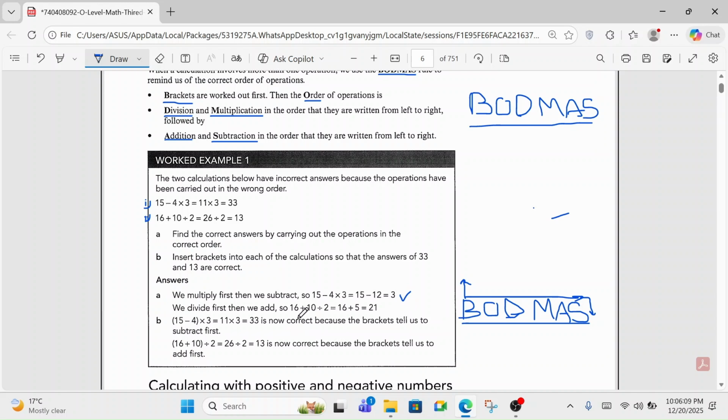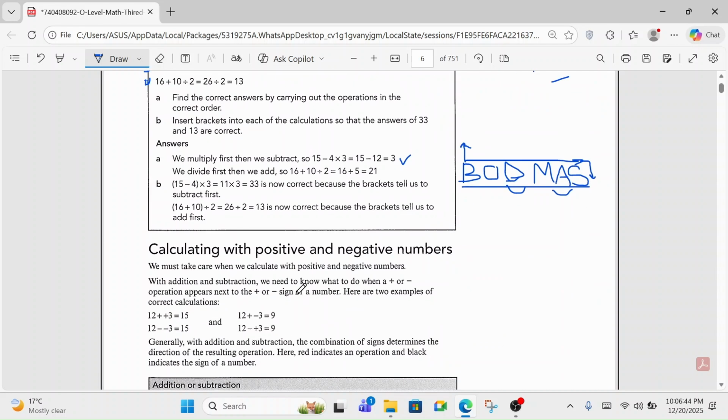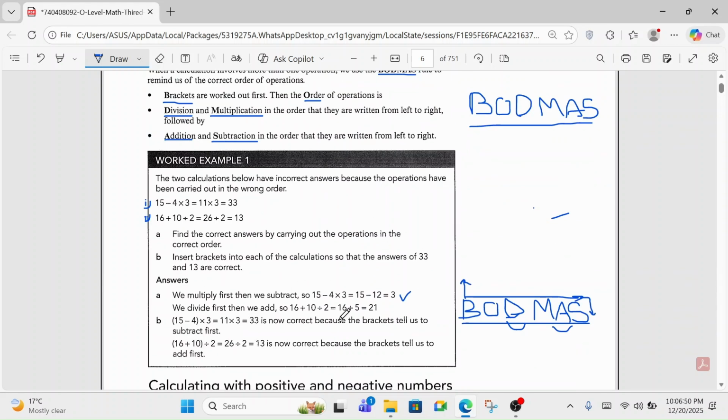And for part number 2, 16 plus 10 divided by 2 is equal to 16 plus 5, which is equal to 21. How did this work? First, we will divide here. We will look into this problem. What do we have? What are the operators here? Positive or plus symbol and division symbol. We'll of course work with division because division is far ahead of addition over here. Division is over here. So we'll of course work with division first. Then we'll work with addition. And then that's how we obtain our answer.